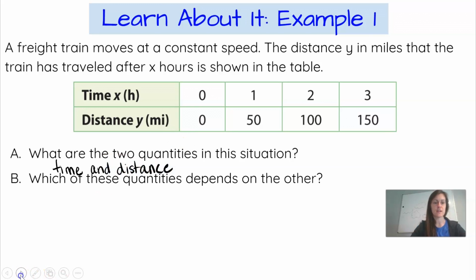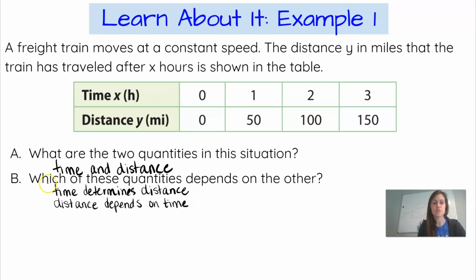The next question that I'm asked to answer is which of these quantities depends on the other? So I'm going to actually write two sentences to help me with that. The first sentence that I'm going to write is that time determines distance. And then I'm going to also notice that distance depends on time.